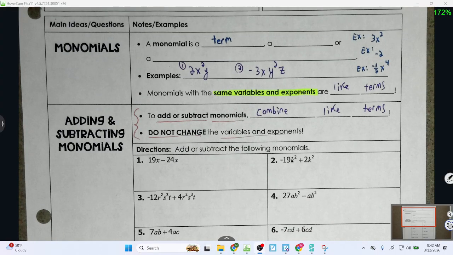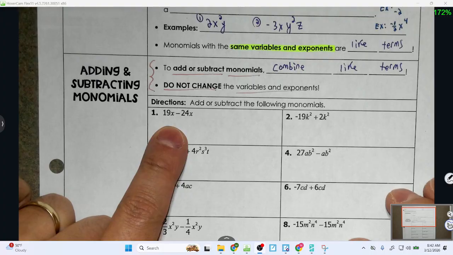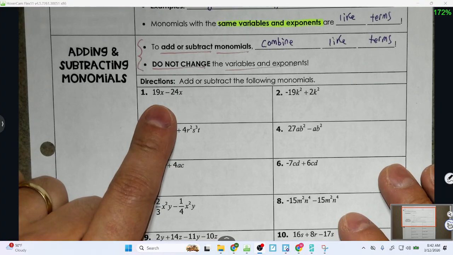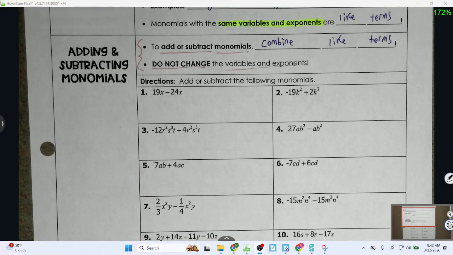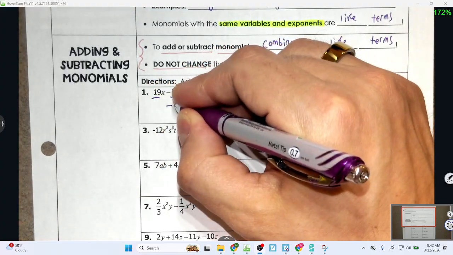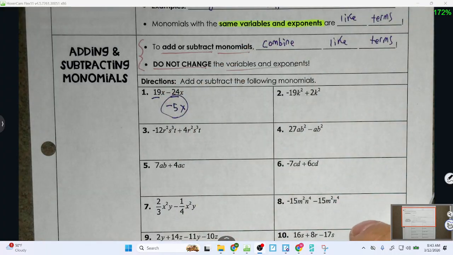Okay, so let's look at our first two monomials there. You probably know this one pretty well. What do you think the answer is to that? Anybody got an answer for this? Yep, nice. The answer is negative 5x. I simply subtracted 24 from 19, and I kept the exponent the way that it was.